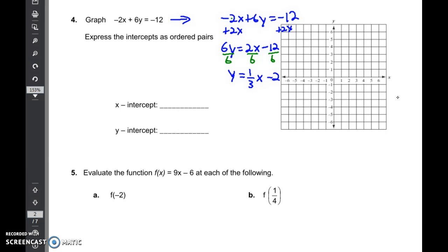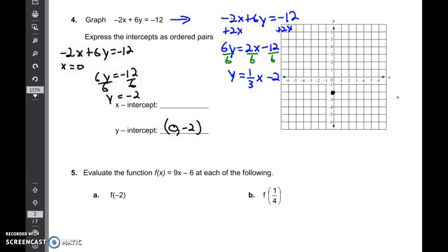So here's the cover-up method. If I have -2x plus 6y equals -12, when I say x is 0, I'm just left with 6y equals -12 and y equals -2. So this is the y-intercept, (0, -2), and I graph it. Notice that's your intercept in y-intercept form.